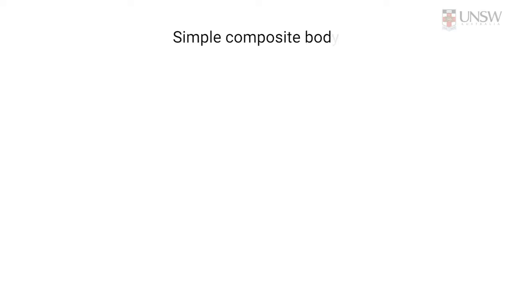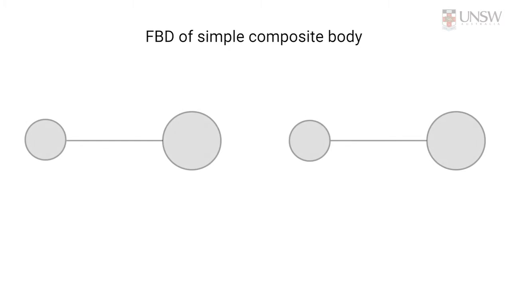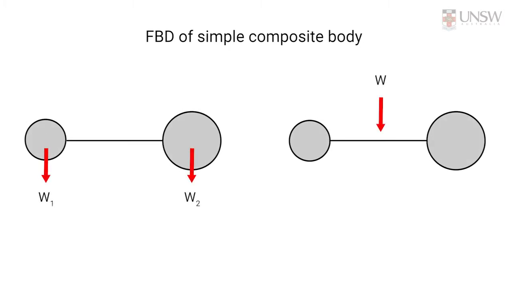Suppose we had two spheres connected by a weightless bar. One sphere is twice the mass, hence twice the weight of the other. Here are two free body diagrams. One shows the two weights. The other shows a combined weight at the centre of gravity. Notice that the CG is not in the middle. It is nearer the larger mass, but how much nearer?